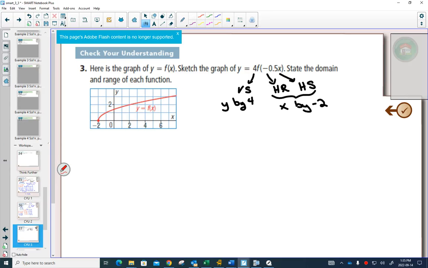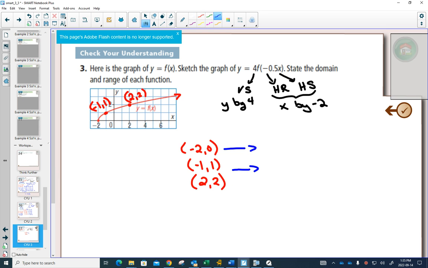Algebraically, we've got our original graph. Okay? Our original graph has -2, 0. It would have -1, 1, and it looks like it has 2, 2. We could take those points, -2, 0, -1, 1, and 2, 2, and find out what's going to happen to those 3 points.